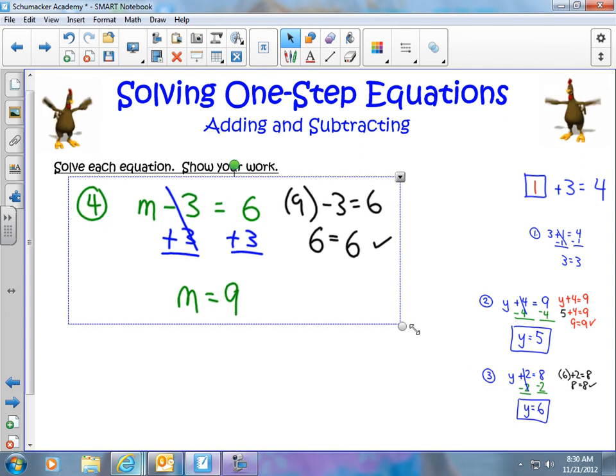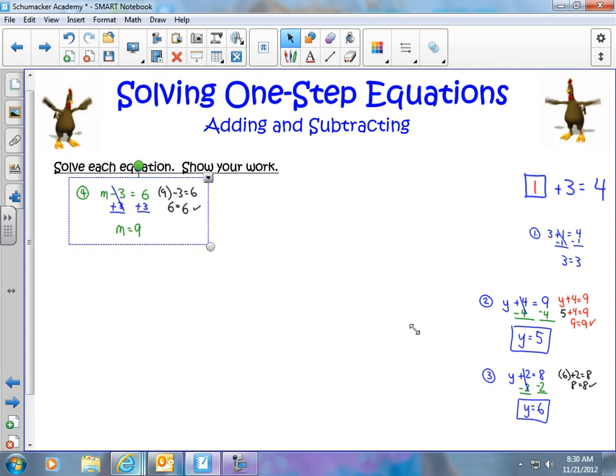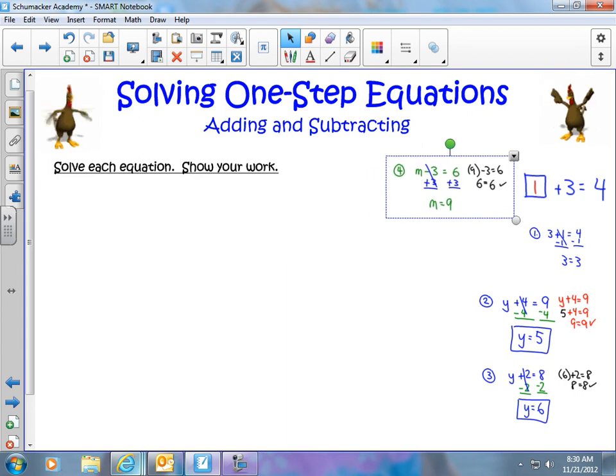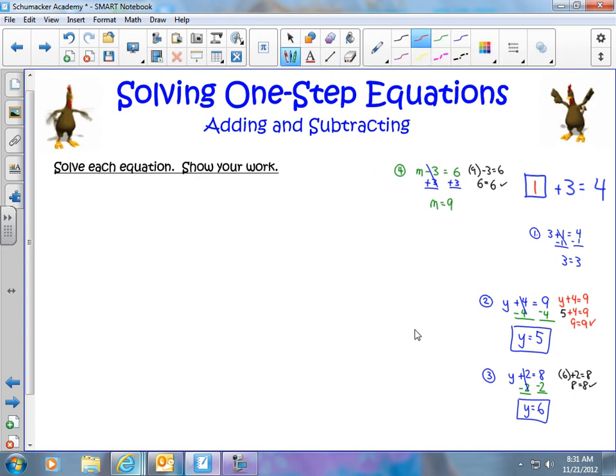Okay, so let's go ahead and try one more of our subtraction problems. And when we do this one, I'm going to show you a slightly different modification on how to do this. And maybe it will make more sense to you. If not, you can do what we did on number 4. Let's say that we have n minus 2 equals 5.